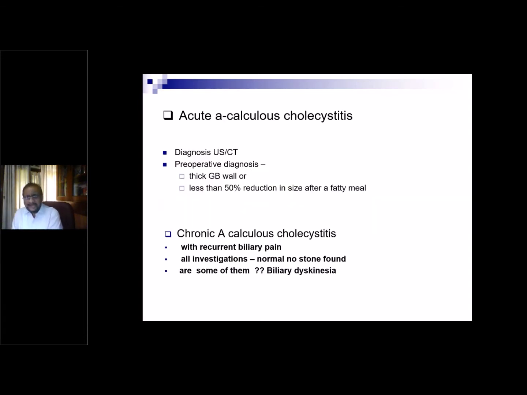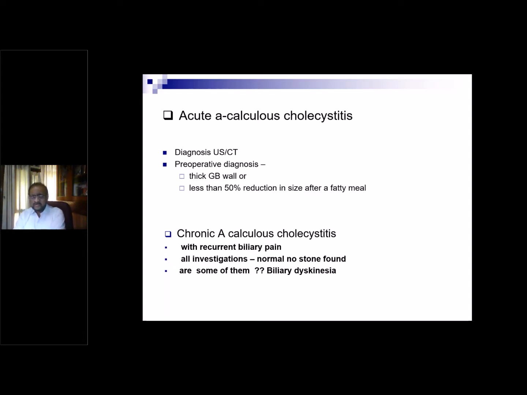Now, if you look at the diagnostic criteria, just like in acute cholecystitis, we look at an ultrasound and a CT scan. The preoperative ultrasound diagnosis would be that you don't find any stone. Instead, you find a thick gallbladder wall and less than 50% reduction in size after a fatty meal. Remember, when we talked about dyskinesia, we said anything less than 50%, somewhere in the region of 35 to 40%, is probably some kind of dyskinesia. Similarly here in acalculous cholecystitis, we look at a reduction of gallbladder contraction of less than 50%.